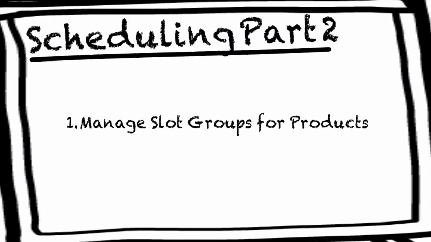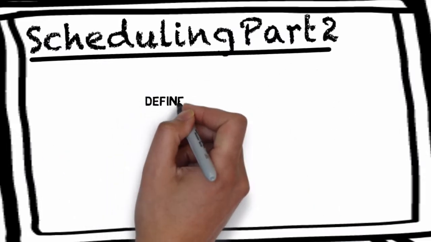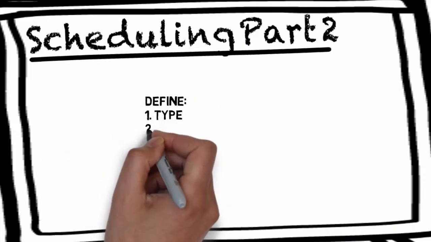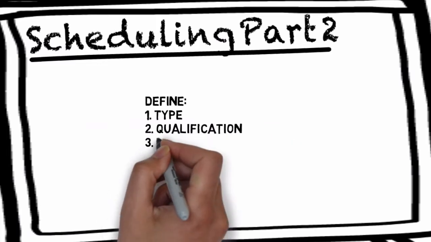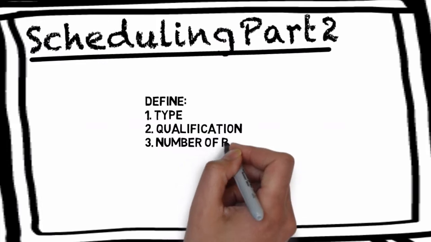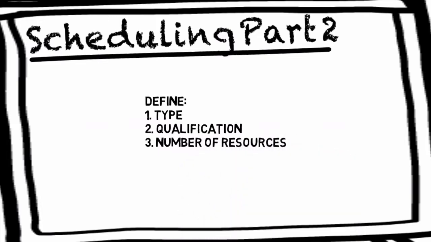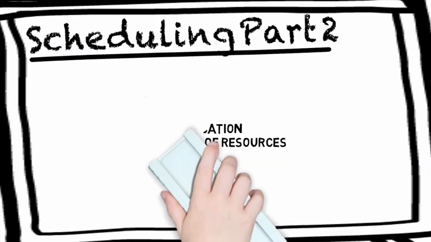First, let's explore the purpose of a slot group. A slot group can be used to define type, qualification, and number of resources needed for a certain event. For example, a type of slot group would be an instructor who would need certain qualifications to teach a class. You would need at least one resource assigned to the instructor slot group for each class.